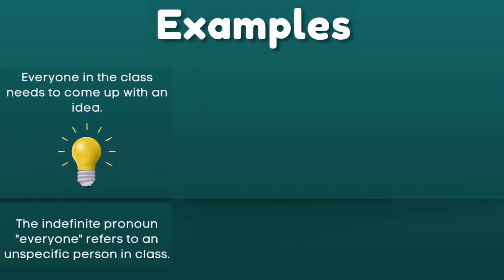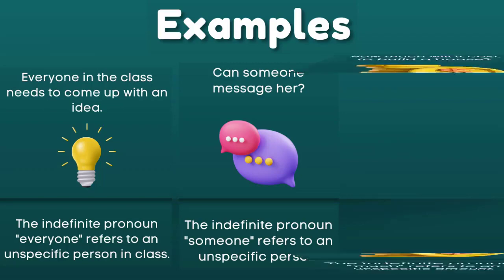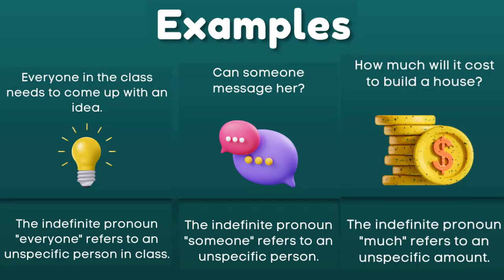Examples. Everyone in the class needs to come up with an idea. The indefinite pronoun, everyone, refers to an unspecified person in class. Can someone message her? The indefinite pronoun, someone, refers to an unspecified person. How much will it cost to build a house? The indefinite pronoun, much, refers to an unspecific amount.